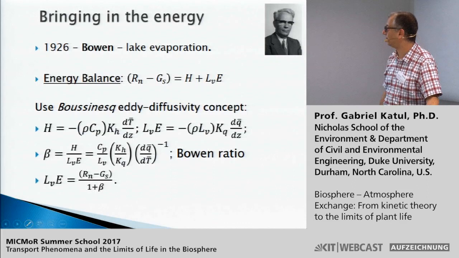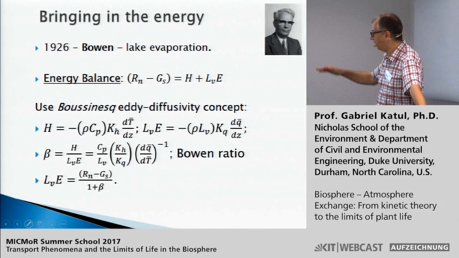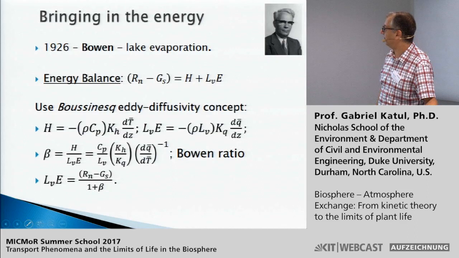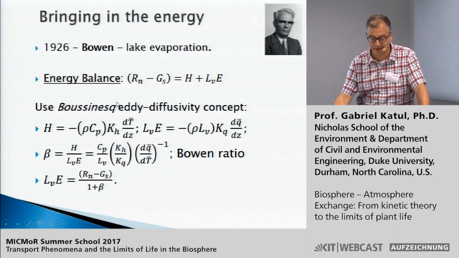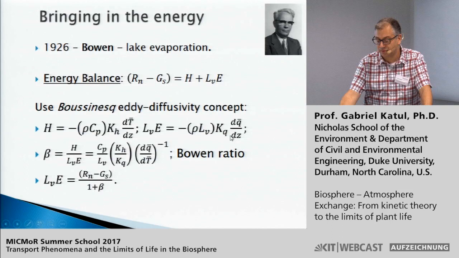And he basically wrote the net radiation minus the soil heat flux, or actually at the time water flux, the heat flux that enters the water surface, must be balanced by the sensible heat flux and the latent heat flux. And then he used ideas similar to Boussinesq, where he introduced the eddy diffusivity. So he assumed that the sensible heat flux somehow scales with the temperature gradient multiplied by an eddy diffusivity for heat. Likewise, the latent heat flux scales with the water vapor concentration gradient multiplied by the eddy diffusivity for water vapor. And he immediately realized that if he divides the two, he gets the Bowen ratio as a function of the change of water vapor concentration with the change in temperature.